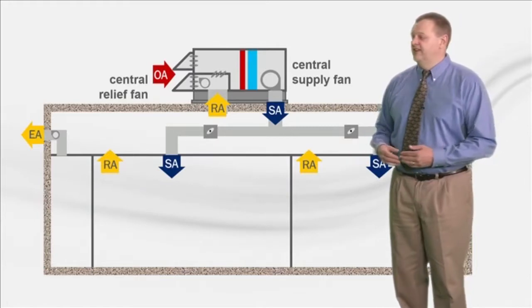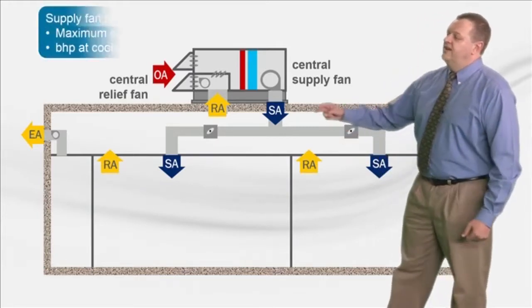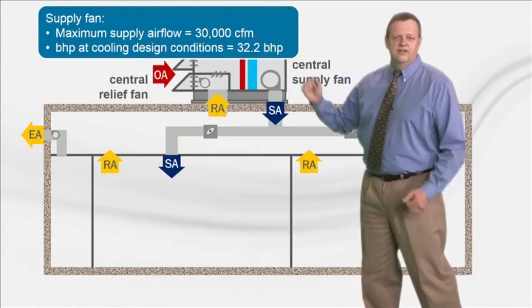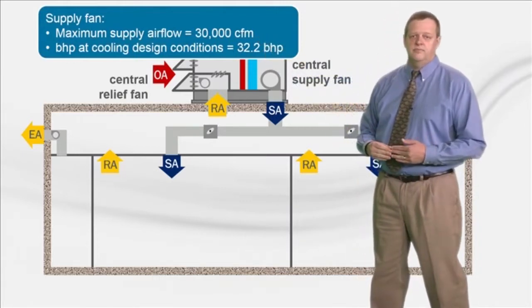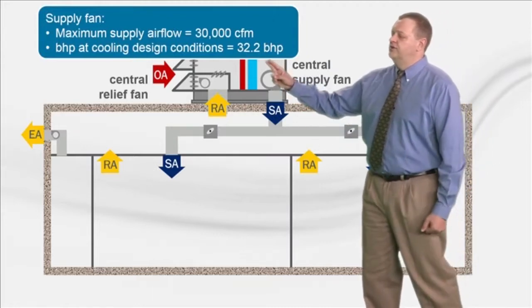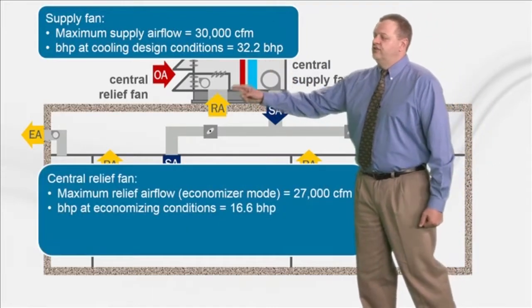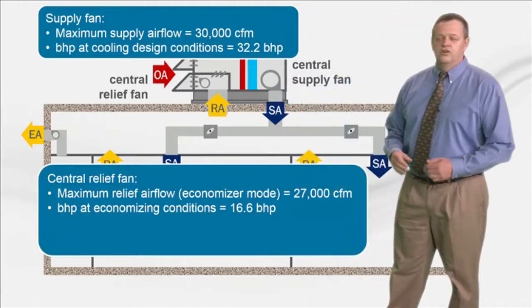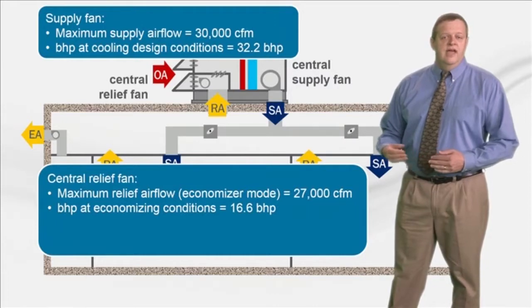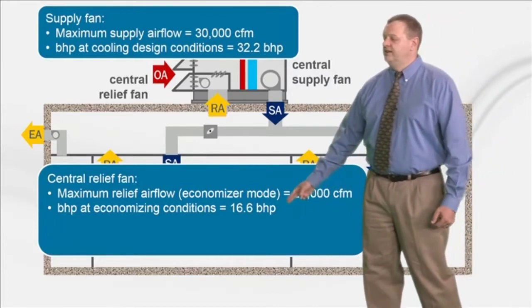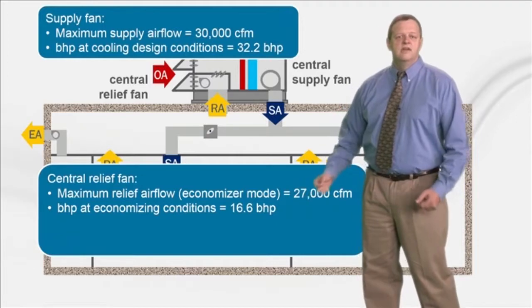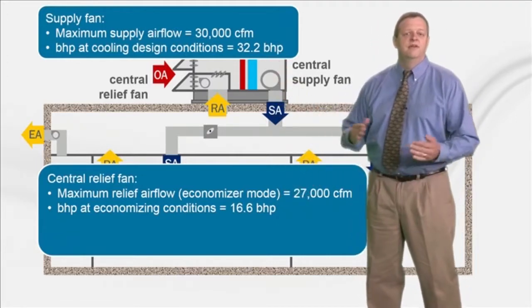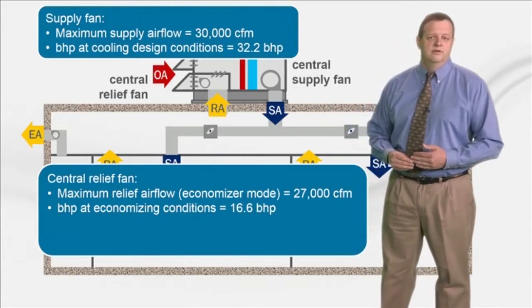To explain, let's look at some example numbers. The supply fan is selected to operate at a design supply airflow of 30,000 CFM, which occurs at cooling design conditions in the summer. Its brake horsepower is 32.2. The central relief fan is selected to deliver 27,000 CFM, which occurs during economizing mode. At this airflow, the fan power is 16.6 horsepower. If you add these two numbers together, you'll be well above the limit of 39 horsepower using option 2.